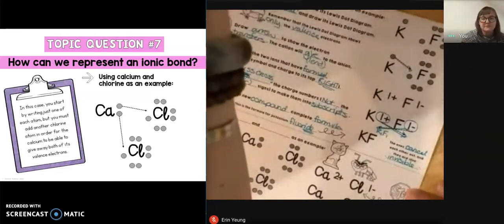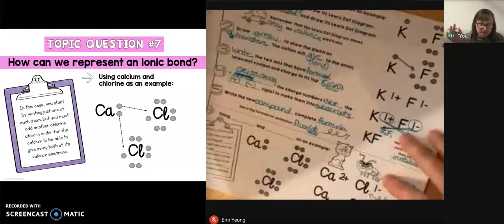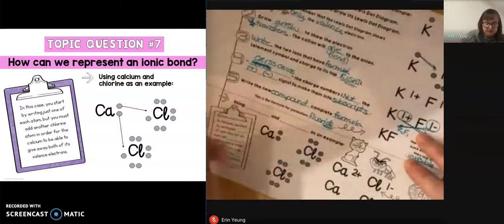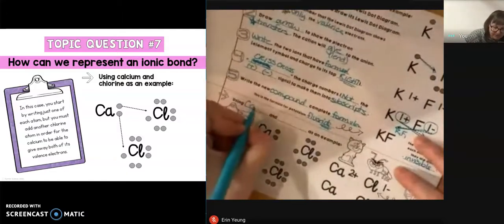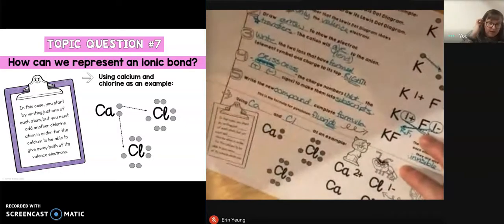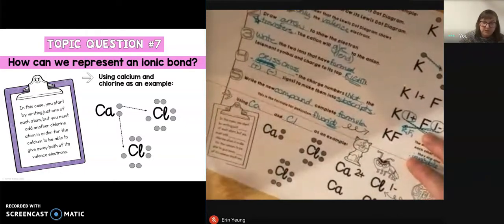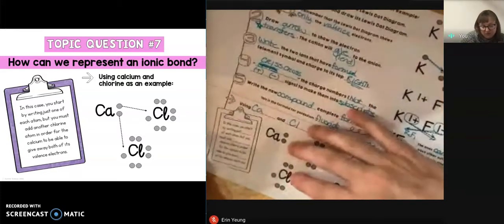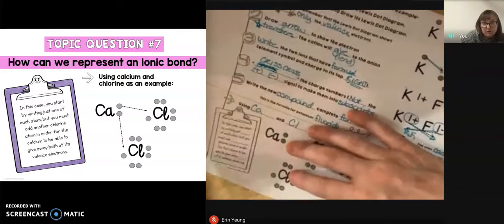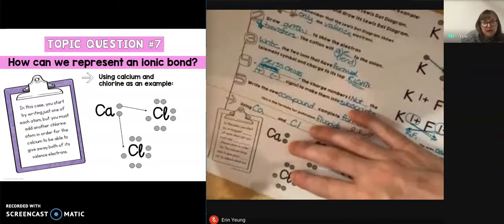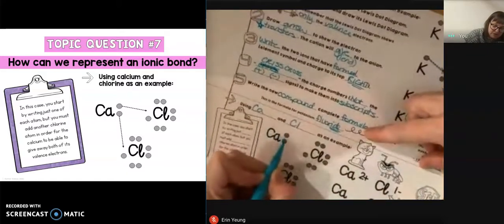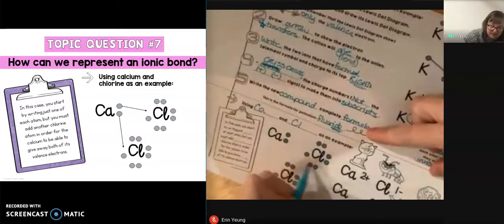So you can do the same thing again when you have calcium and chlorine. So this is calcium and this is chlorine, and this is your second example. In case you start by just writing one atom of each, you can't always do that. If you need more, all you have to do is just add another one. So calcium here has 2 valence electrons and chlorine has 7.